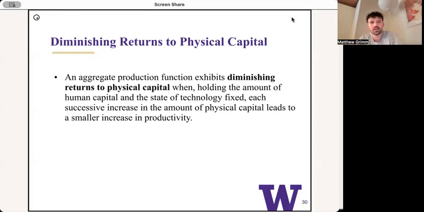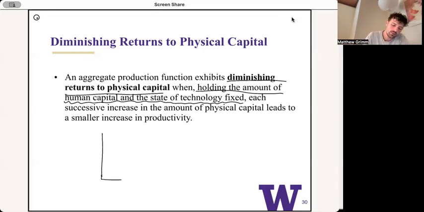Okay, so a key thing about this function we're looking at is it has diminishing returns to physical capital. So an aggregate production function exhibits what we call diminishing returns to physical capital. This occurs when, holding the amount of human capital and the state of technology fixed, each increase in the amount of physical capital leads to a smaller increase in productivity. What do we mean by this?